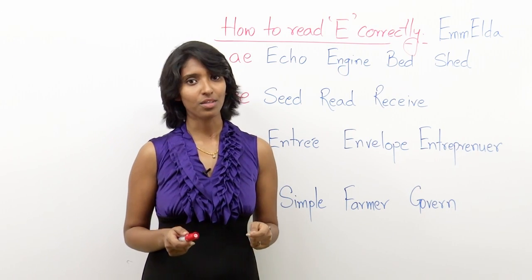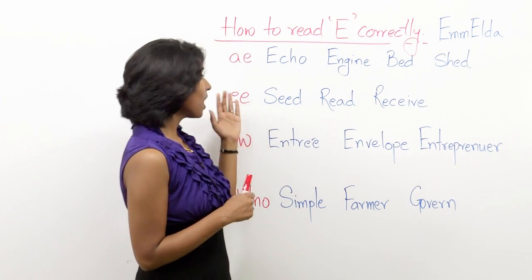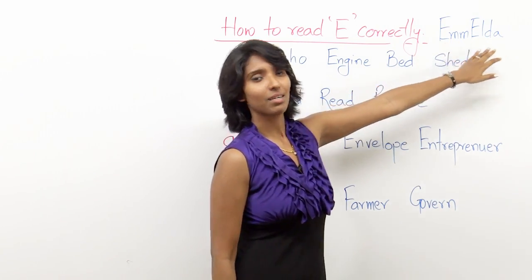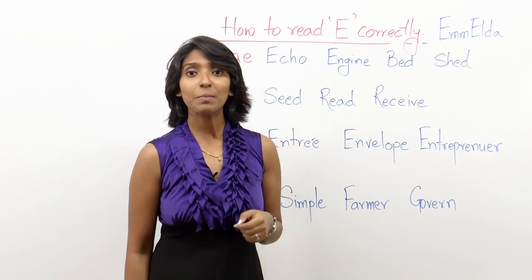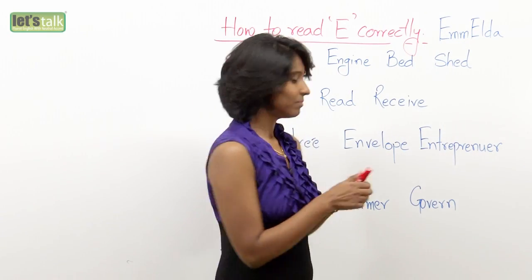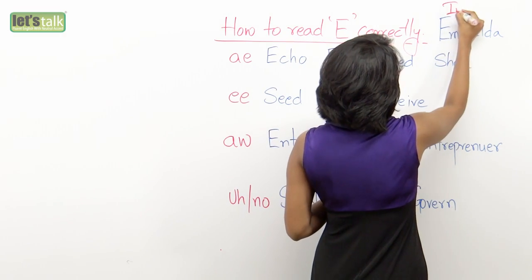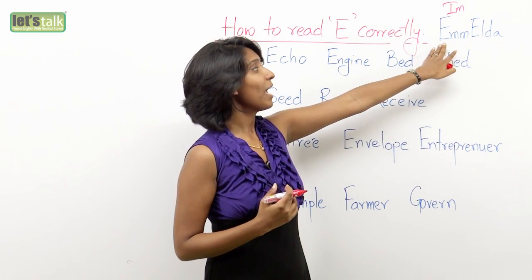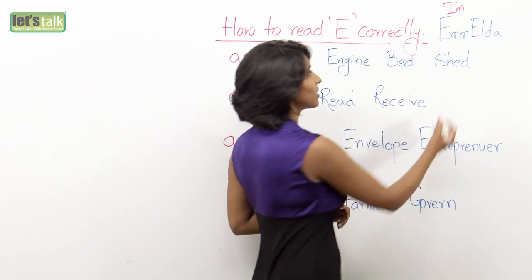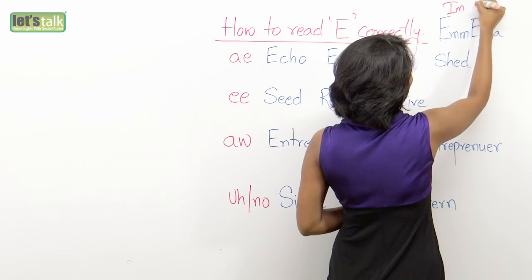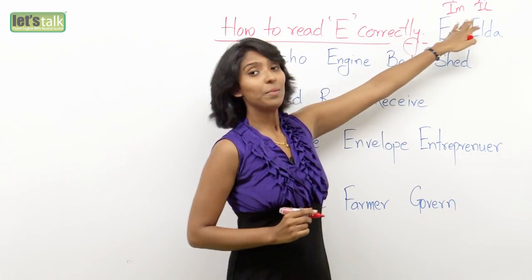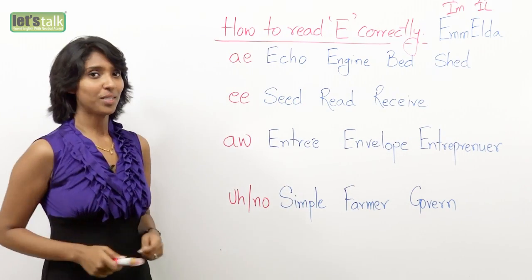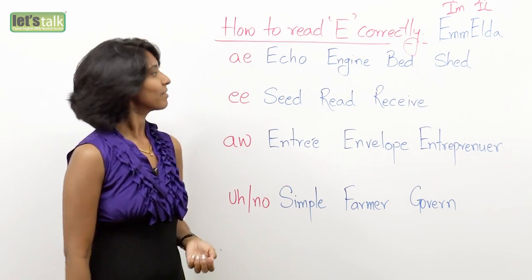Today we will explore how to use the letter E in various English words. Before we get started on this, we have to explore the sounds the E makes. Notice my name on board, Imelda. Some people call me Imilda. I'm not Imilda. I am Imelda. So the first sound we have is the short E sound.